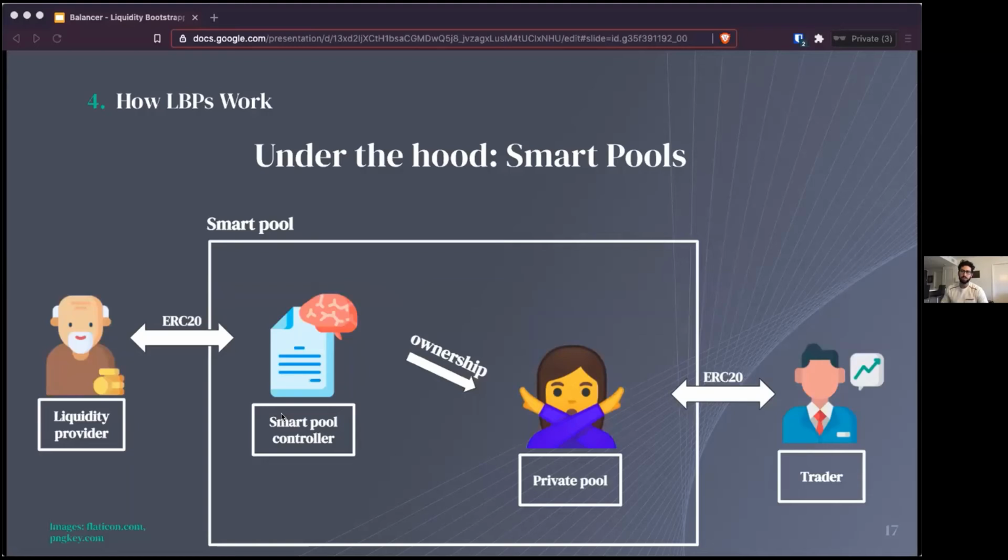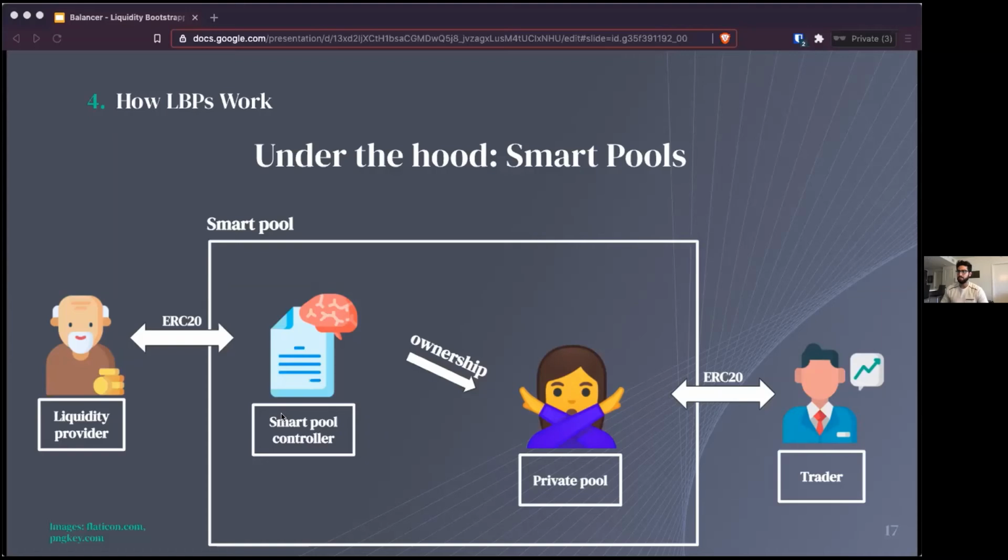And then there's a smart pool, which is a private pool that is owned or governed or controlled by a smart contract. That smart contract is what controls the changing parameters of the pool and facilitates the whole process of an LBP. An LBP is one of many implementations of smart pool.